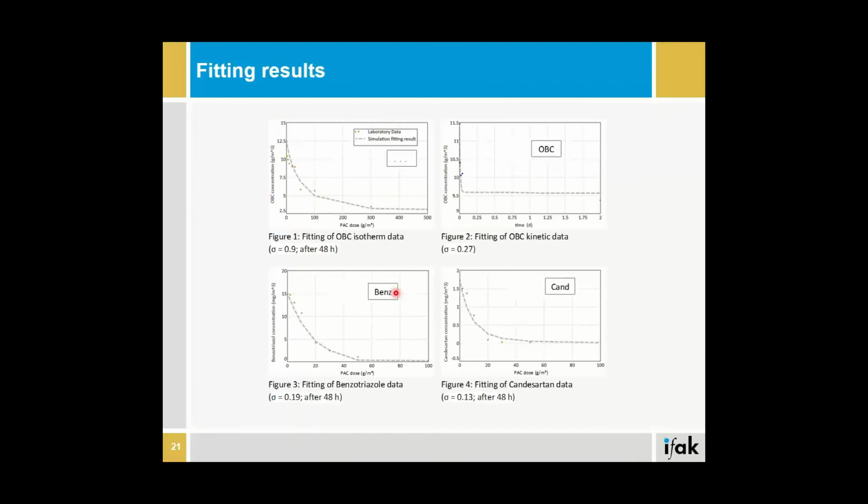So here you can see the fitting results. The orange dots represent the laboratory data obtained from isotherm experiments, and here from kinetic experiments. Here we have the fitting of the organic matter isotherm data, and here the fitting of kinetic data for organic matter. And here we also have two micropollutants, benzotriazole and candesartan. You can see that the model fits well the data obtained from the laboratory experiments.